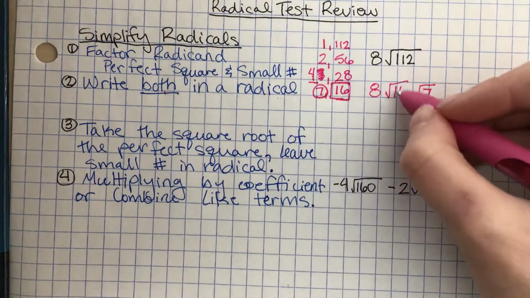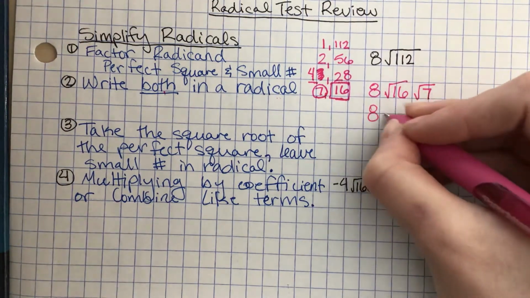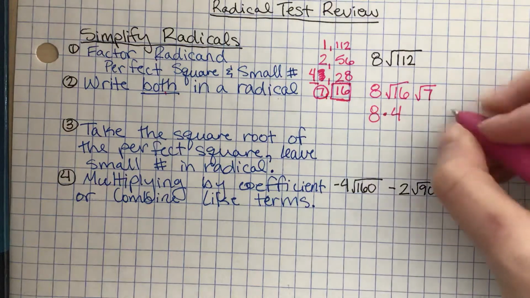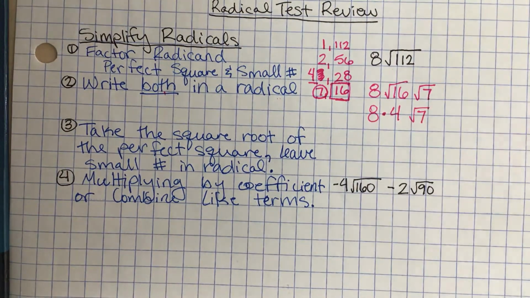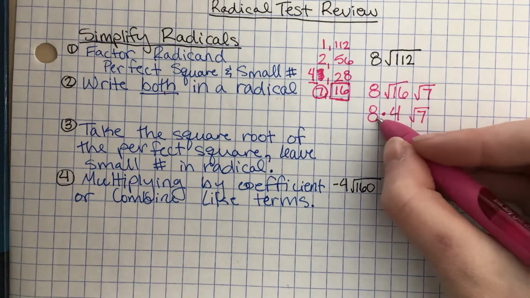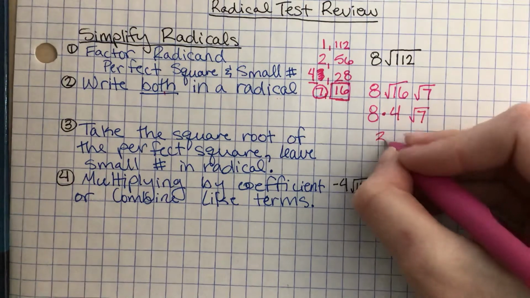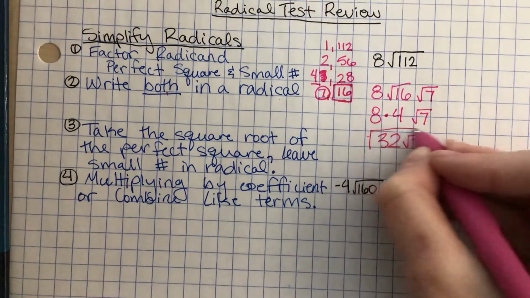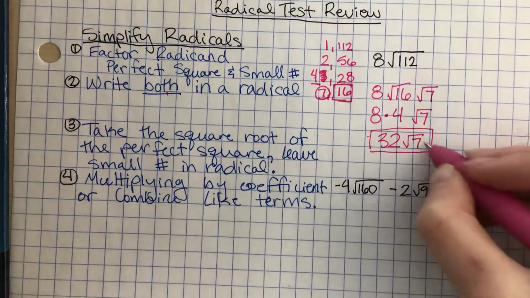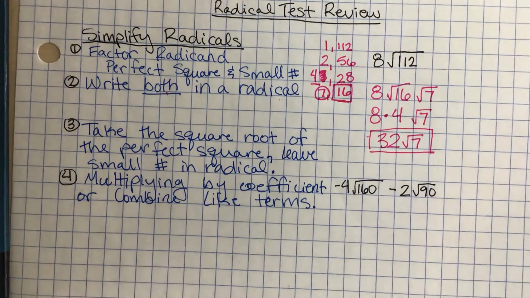Now, our next step says that we take the square root of 16, so we get 8 times 4, because that's the square root of 16, and then the square root of 7. Now, 8 times 4, since they're not in the square root sign anymore, we can multiply those two together and get 32 square root of 7. And that is our final answer. We know it is because we already said 7 can't be simplified any farther.